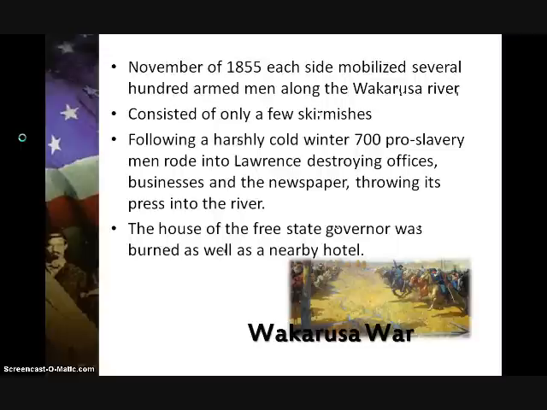Now, we're going to have the Wakarusa War. Okay, November of 1855. Each side begins to mobilize several hundred armed men along the Wakarusa River. It's only going to be a few skirmishes here. It's harshly cold winter, so you have 700 pro-slavery men riding into Lawrence, destroying offices, businesses, newspapers, throwing the press into the river. The house of the Free State governor was burned, as well as a nearby hotel. So we have individuals, vigilantes if you will, taking on this question of slavery in Kansas. This tension is getting out of hand.